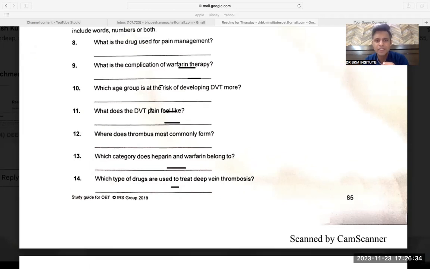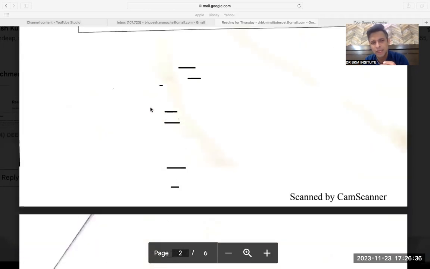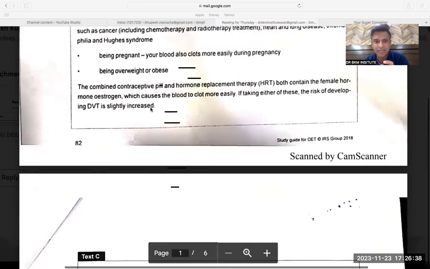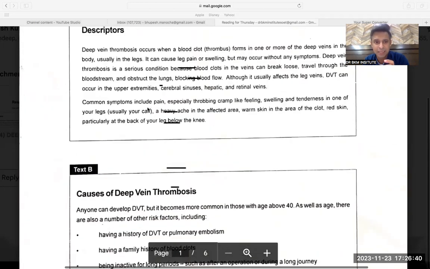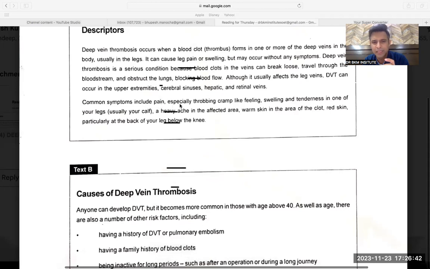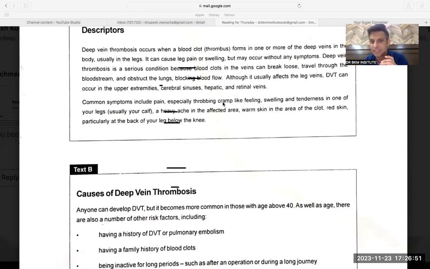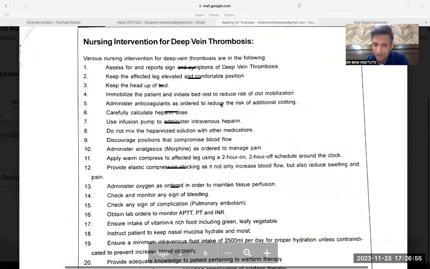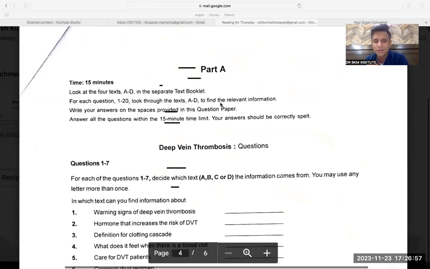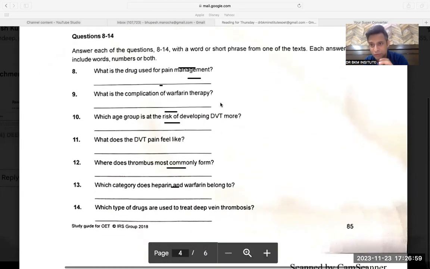But anyhow, what does DVT pain feel like? It should be 100% in A, as far as I think. Symptoms include pain, throbbing, cramp-like feeling and swelling. So this is the feeling of the pain: throbbing, cramp. Simple. Reading part A is very easy. You just have to save time.